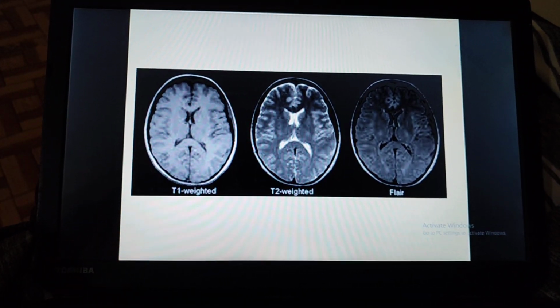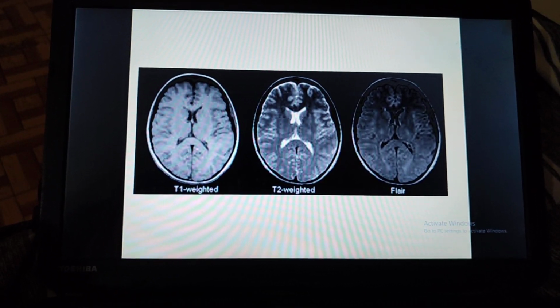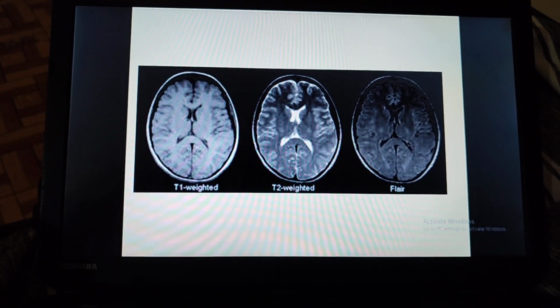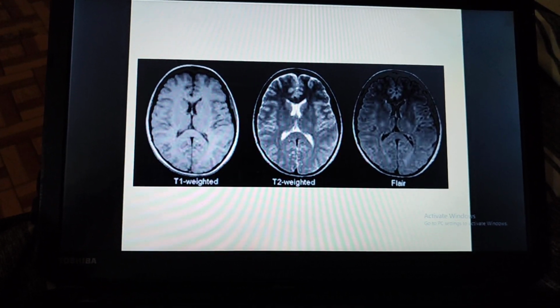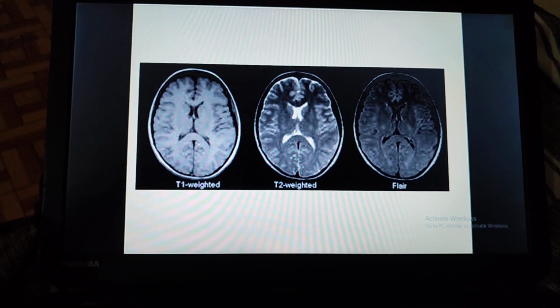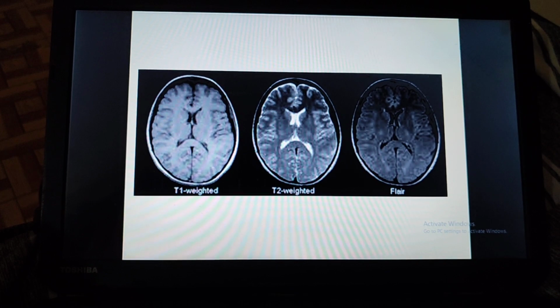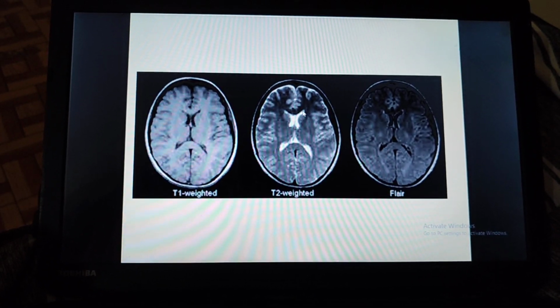Now let's look at this image. It's a very simple image, and you can easily identify it if you remember the concept that has been described previously. So the first image and the second image, don't focus on the third image, that we'll be discussing some other day. In the second image, you can easily identify the ventricles. Okay, the ventricles are quite easy to identify. So these are the ventricles.